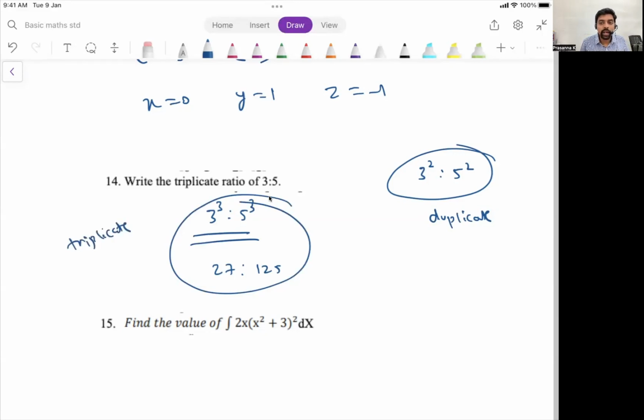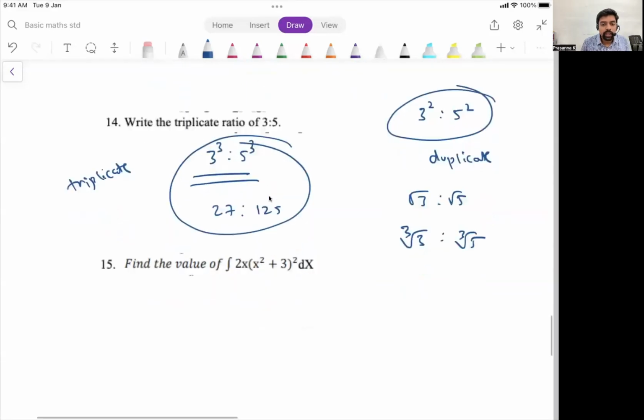And if the question is find subduplicate ratio, then you should apply square root: square root of 3 is to square root of 5. And if the question is find subtriplicate ratio, then you should apply cube root. So cube root of 3 is to cube root of 5. All right.